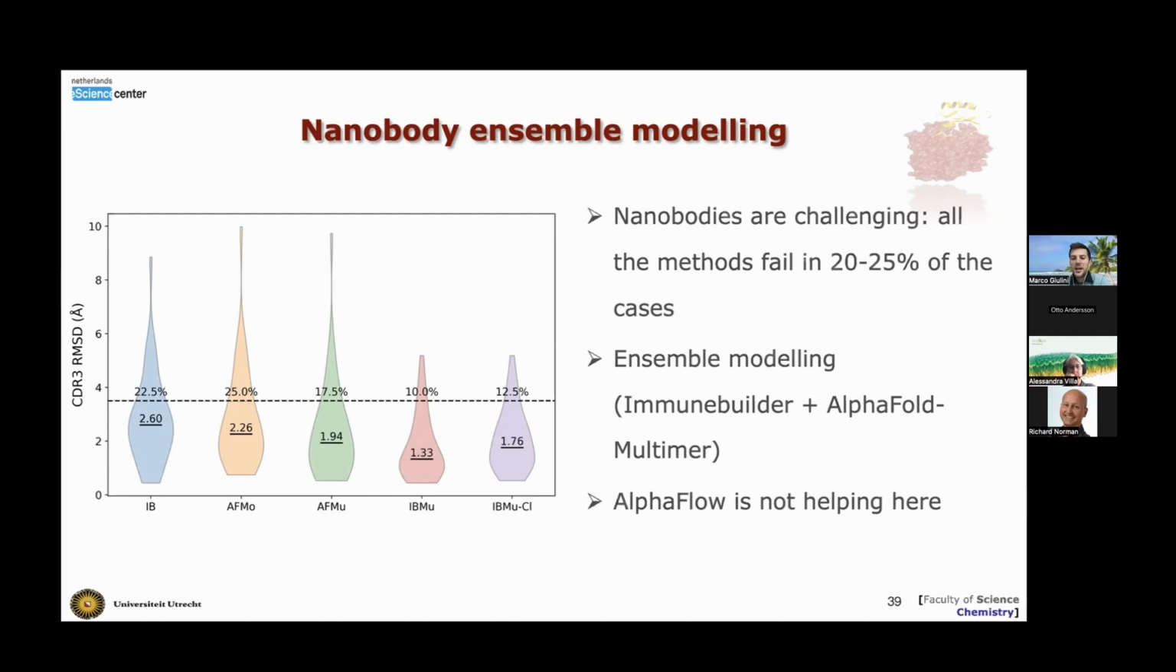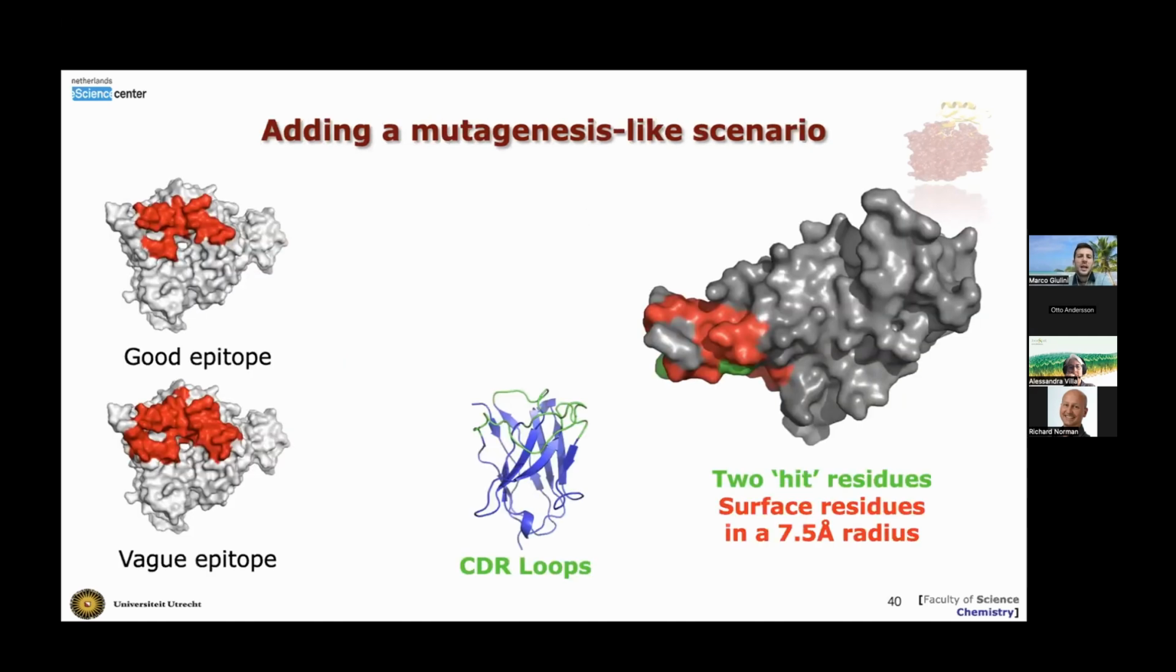And surprisingly, AlphaFlow was not really helping in this situation. So the sampling that it was providing was not really improving over the modeling provided by Immune Builder and AlphaFold multimer. And when we look at the docking, Miguel added a new scenario, a mutagenesis-like scenario, in which basically we assume that the user knows two residues on the epitope, for example, extracted with mutagenesis, and of course, no information is provided about the nanobody, so we use only the CDR loops to perform the docking.